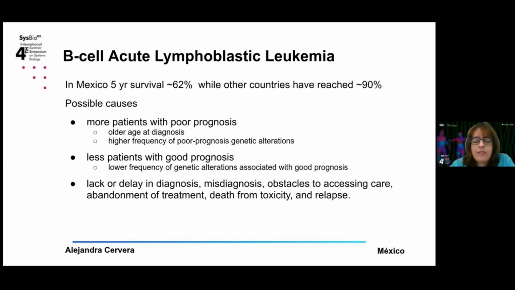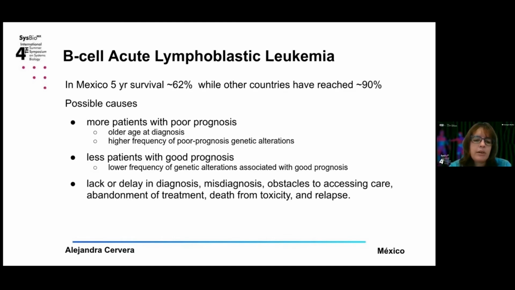While 5-year survival rates have improved drastically in many countries, unfortunately in Mexico, it's still around 62%. And there are many causes for this. There are two main groups of causes, perhaps. The genetic ones is that in Mexico and also in Hispanics in the US, it's been observed that there's more patients with poor prognosis. This is due to higher frequency of poor prognosis genetic alterations or because they are older at the age of diagnosis. Also, likewise, we observe less patients that have these good prognosis genetic alterations.